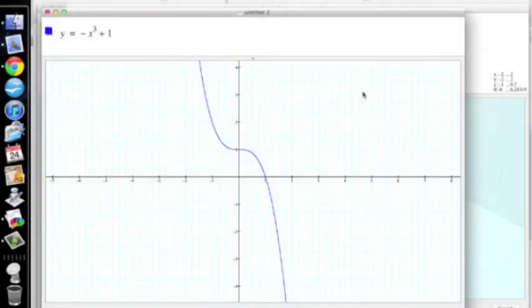Okay, so now what I'm going to do is make a vase, and I'm going to find the surface area and the volume of that vase. To start off, to make my vase, I'm going to have the function y equals negative x cubed plus 1. And you say, well, how does that make a vase? Well, here's what we're going to do.